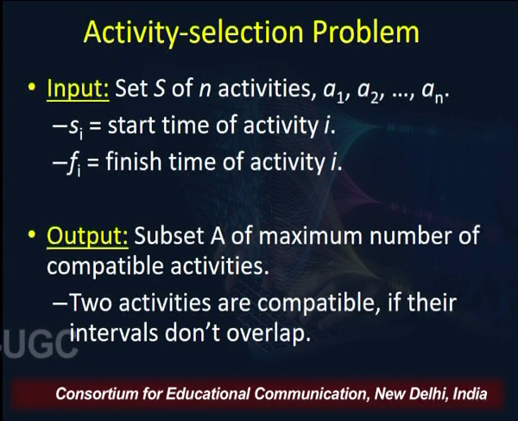And what do we need to choose? We need to choose a subset A of maximum number of compatible activities. Now, let us say the requirement of computer science for that lecture theatre is from morning 9 to 11, and Hindi has given a request from 10:30 to 12. Both these activities are non-compatible because their intervals are overlapping. From 9 to 11, if CS is asking, then we cannot allow any other department to start their lecture from 10:30 on the same space. So these two activities are non-compatible.